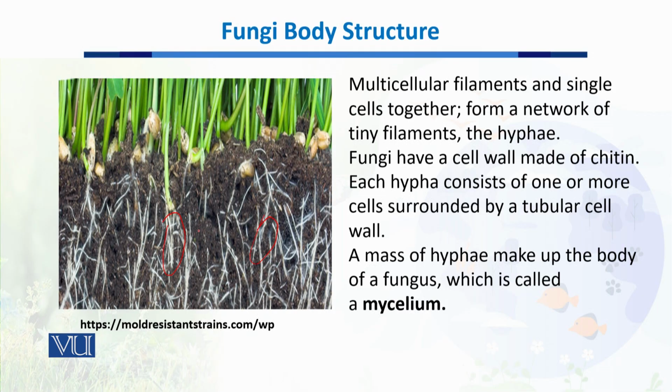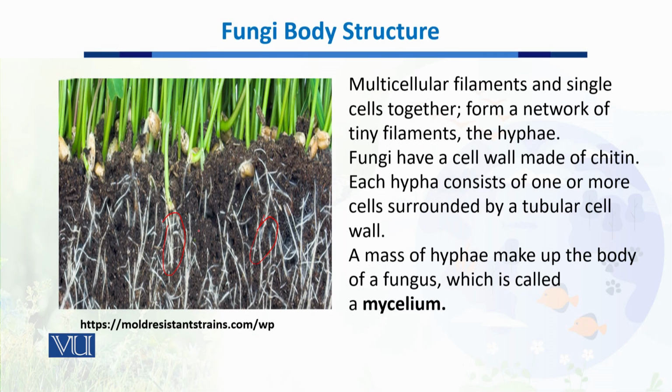So hyphae are basically filaments or single cells getting together to form a network of microscopic filaments, and their cell wall is made up of chitin. So the fungal cell wall is different from the cell wall of plants, in that it is made up of chitin. Each hypha in this network consists of one or more cells. These cells are surrounded by the cell wall, which is of course made up of chitin.